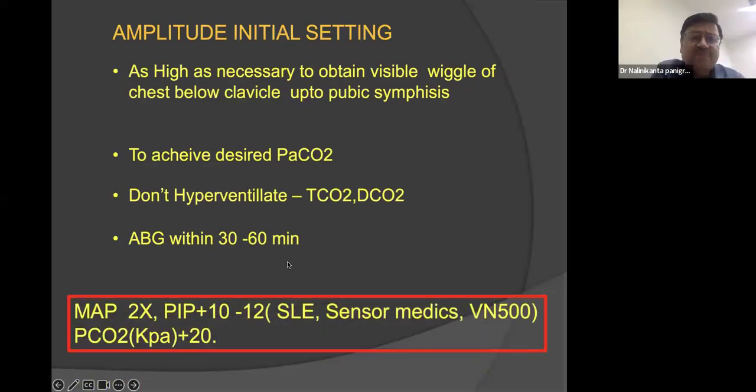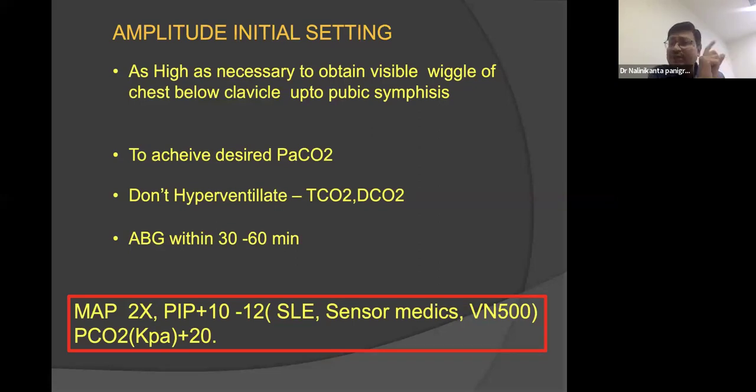So, last box you can see, if the mean airway pressure we are choosing is 10, then 2 times that, a delta P amplitude of 20 may be appropriate. Again, we have to see the chest wiggle to see whether it is okay or not, a clinical assessment. Or many times you will see the PIP.